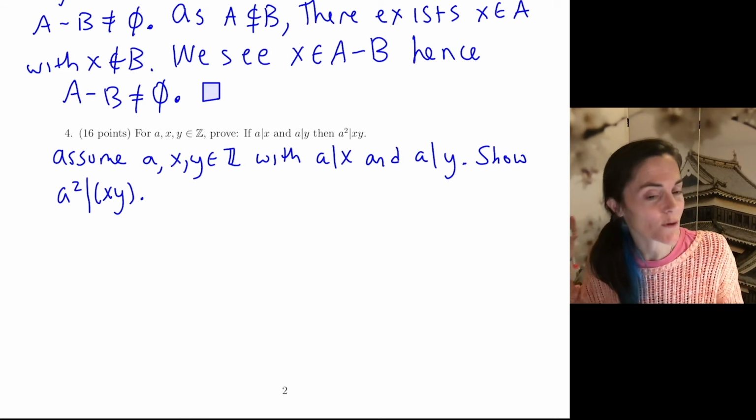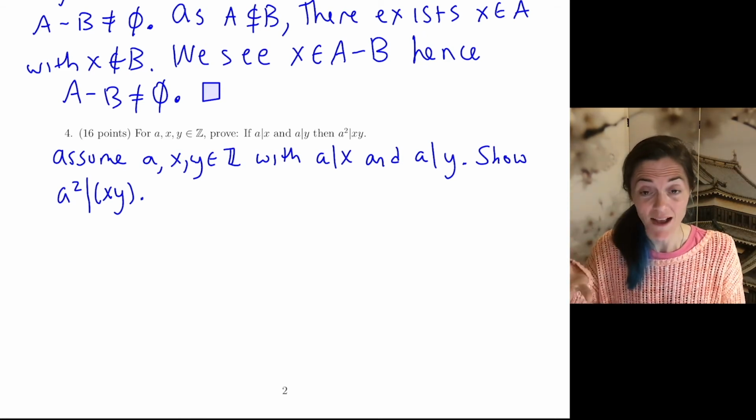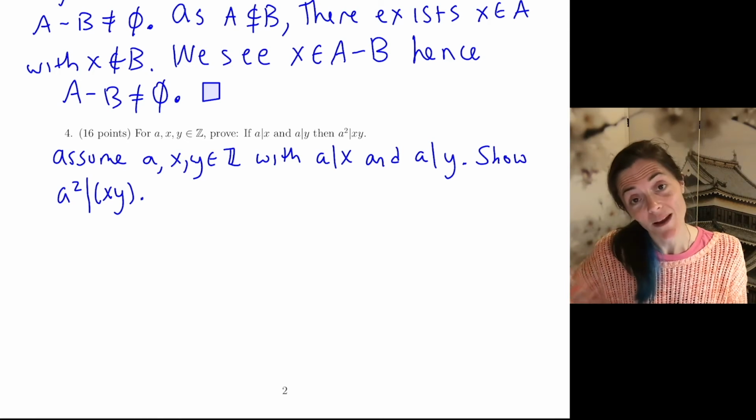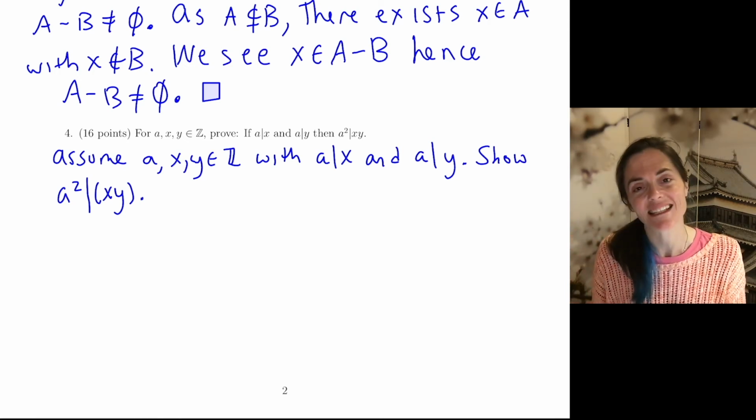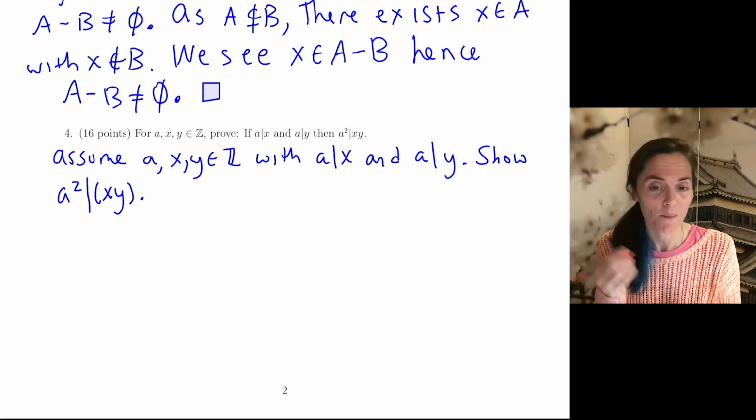Now, in this proof, we absolutely must use definitions. And this proof is about divides. Similarly, if we had a proof about even and odd, we must use the definitions of even and odd. This is quite important in a proof.